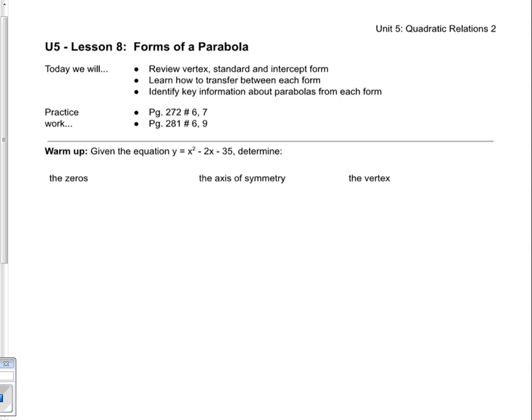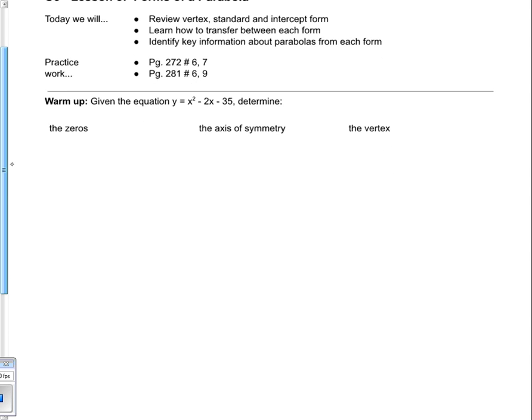In this lesson, we're going to take a look at different forms of a parabola. We've talked about 3 of them, so we'll look at all 3, but we want to do some warm-up first. We've been given an equation that happens to be in standard form. It is y is equal to x squared minus 2x minus 35, and we have to figure out first the zeros, then the axis of symmetry, and finally what the vertex is going to be.